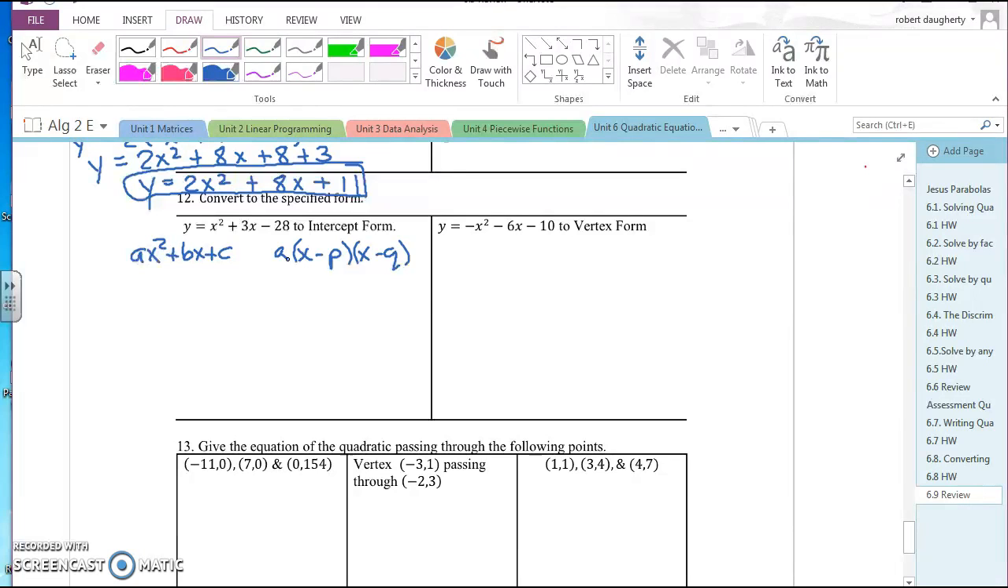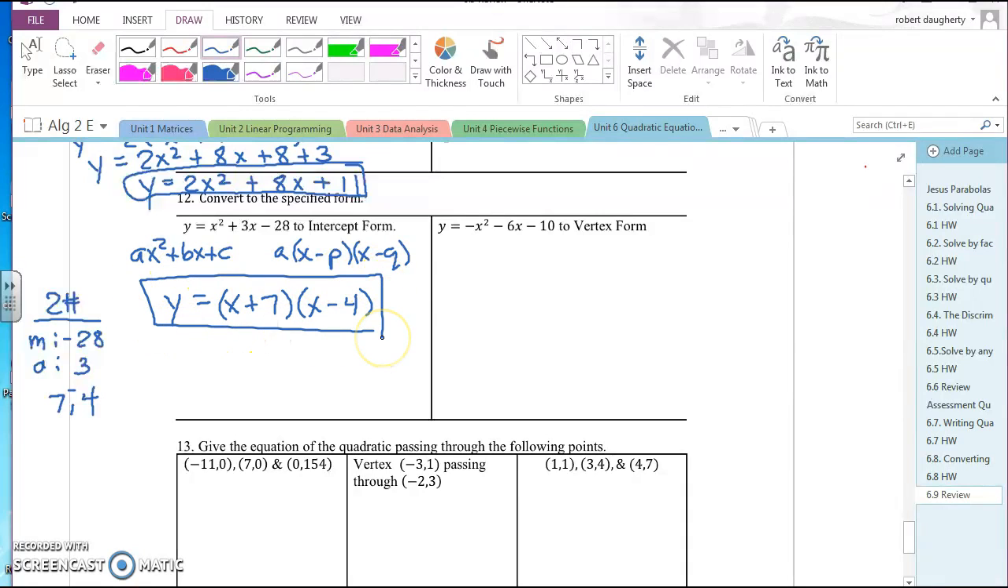So let's factor this. If this will factor, I'm looking for two numbers that multiply to give me a negative 28 and add to give me a 3. So that's a 7 and a 4, with the 4 being negative. I multiply those numbers, I get negative 28. I add those numbers, I get 3. So y is equal to x plus 7, x minus 4. So that is that parabola in intercept form.